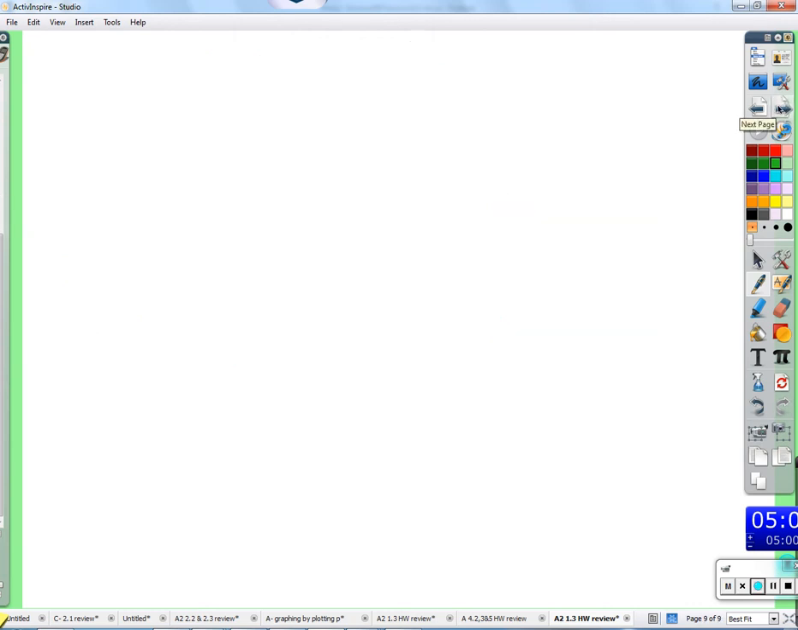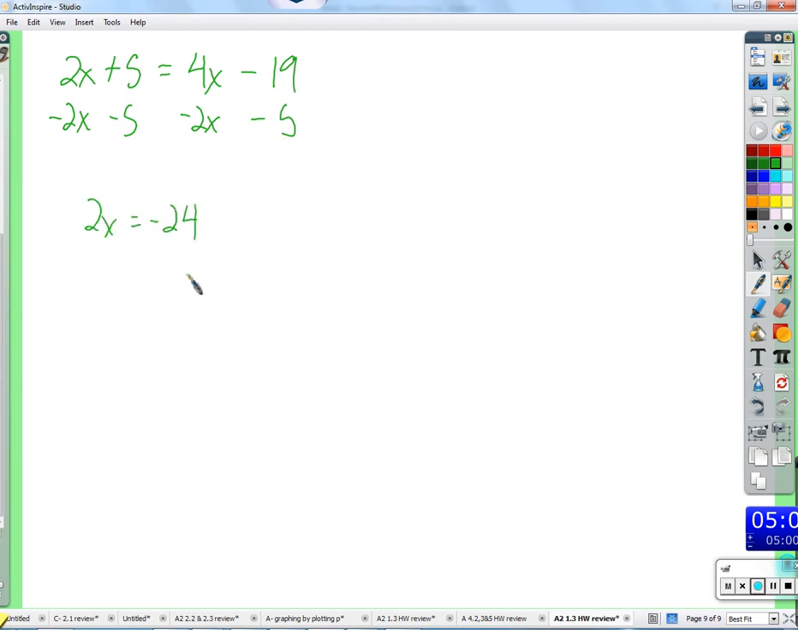So let me just make one up. Okay, I'm going to do this, I think you'll probably be fine here. I'm going to do this, and I'm going to make a mistake, and I want you to spot it, okay? I'm going to do minus 2x, minus 2x, minus 9, 2x equals negative 24. It's negative 2.